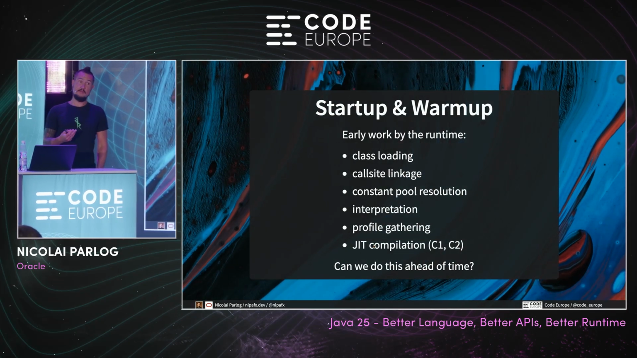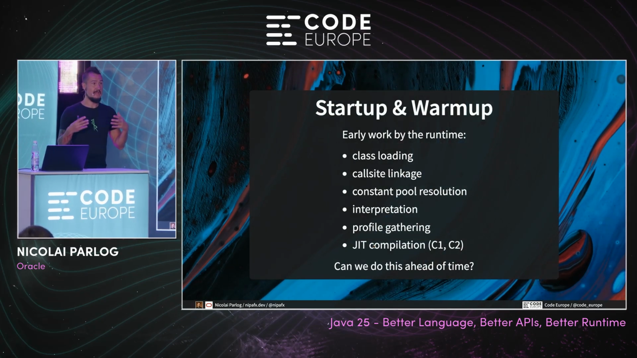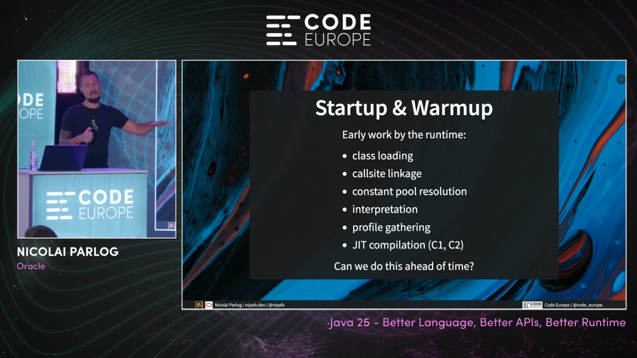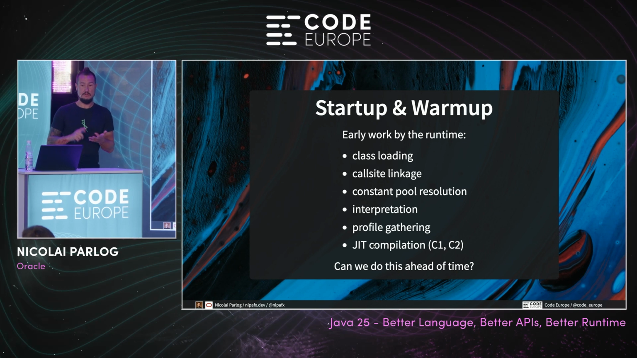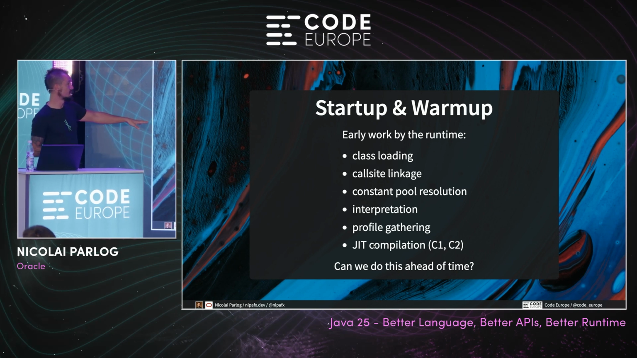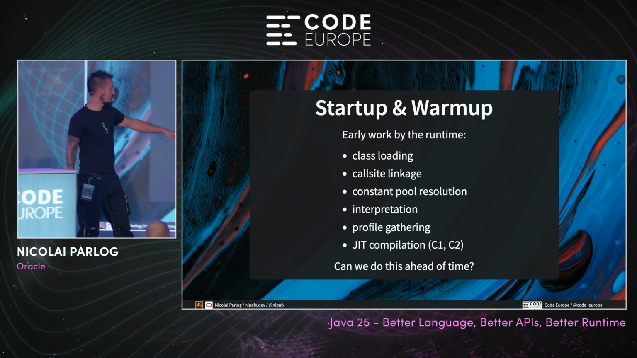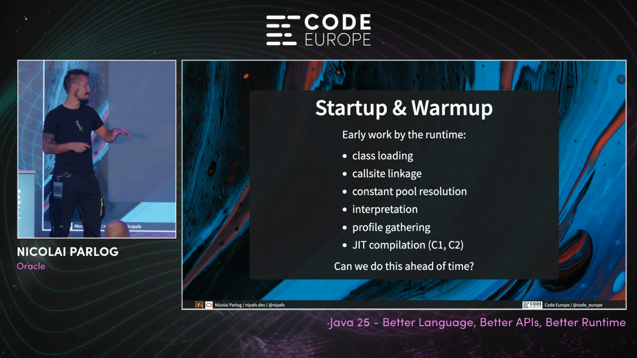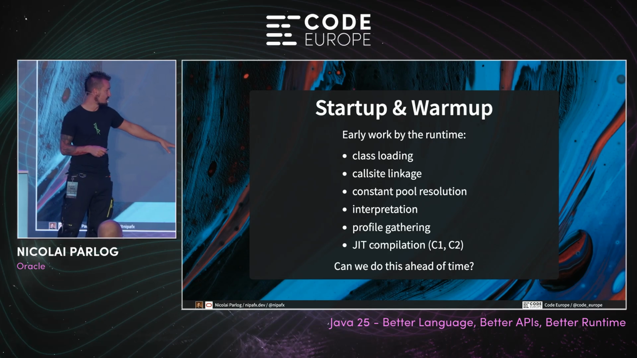And the reason for that is there's a lot of work being done at runtime early. We think of Java as a static language, but that's only because it's statically typed. In general, Java is a very dynamic language, and specifically a very dynamic runtime, where a lot of things are only decided really late and lazily. Class loading, call site linkage, constant pool resolution. First, the whole source code is only interpreted, and profiles are gathered, and then the JIT compiler realizes what makes sense to optimize, and then optimizes it based on those profiles.